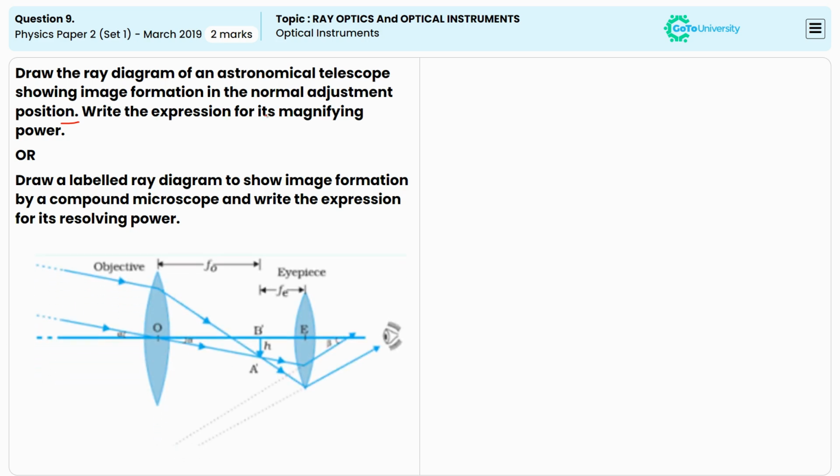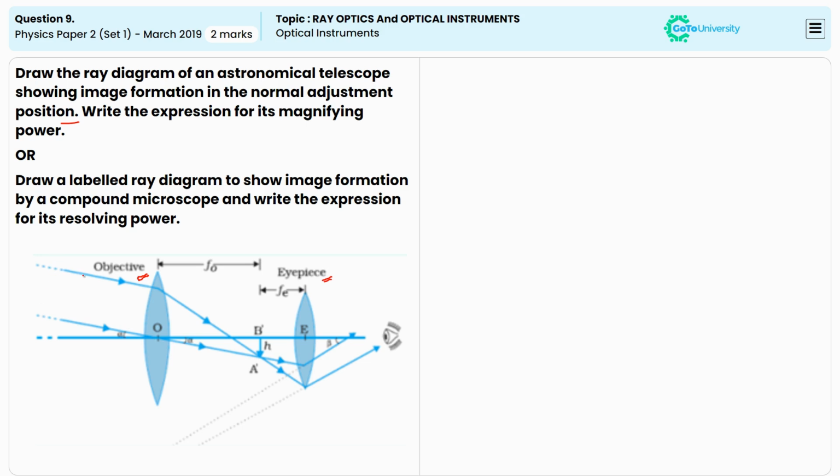This is the diagram. Here we are going to use two different lenses. The first one is the objective lens and the second one is the eyepiece lens. And this is the parallel ray at infinity. That means these are the rays coming from an object at a very large, infinite distance.